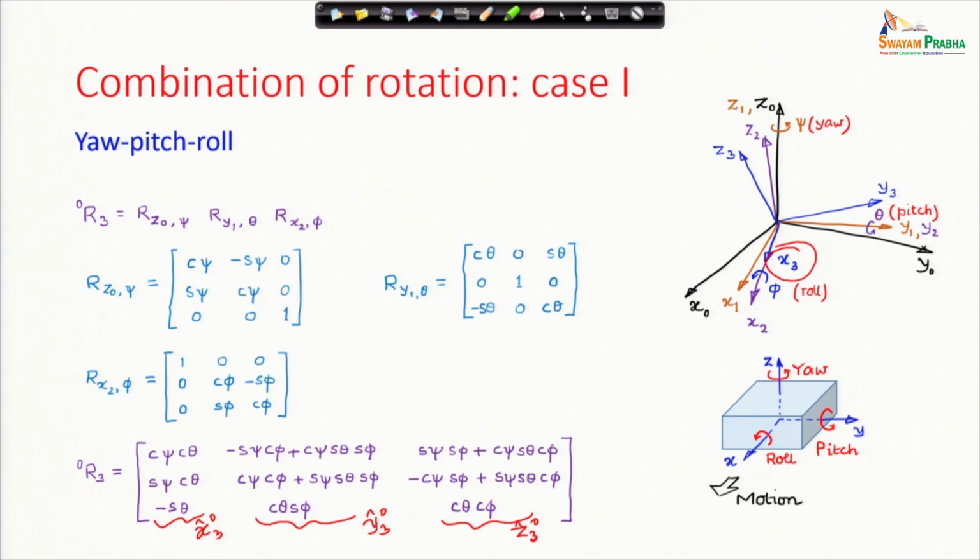And by taking the transpose and looking at the columns, or looking at the rows directly, you can find out the representation of x0 in x3 y3 z3, y0 in x3 y3 z3, and so on. So the first row is x0 in frame 3, the second row is y0 in frame 3, and the third row is z0 in frame 3.